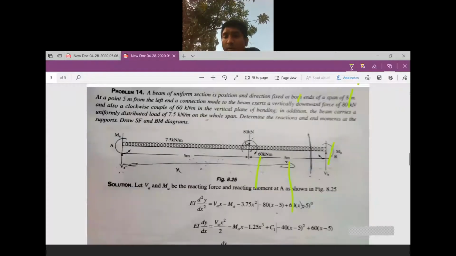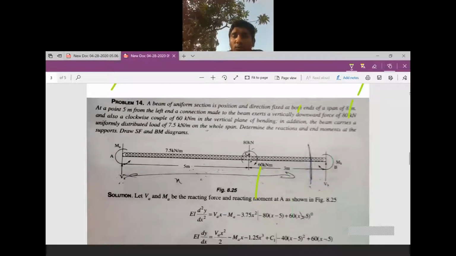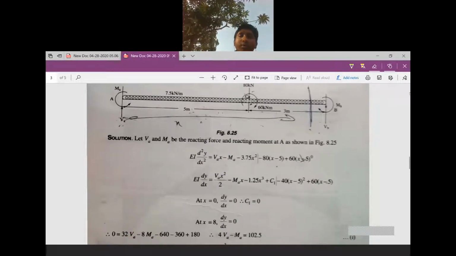Then we'll go to the problem. So here he has given this problem. Here you can consider the section either at the left end or the right end. Now I am considering the section at the right end.